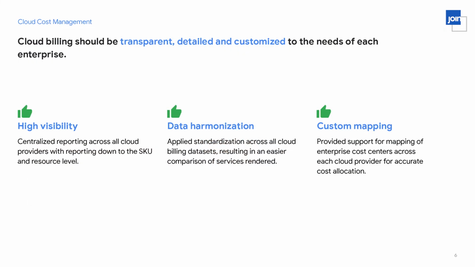And then the last piece of this is that custom mapping. So whether your organization is using tags or labels or project names or billing accounts to identify who owns which expenditures across the three public clouds, or which teams are consuming services across the three clouds, we will work with you to create that mapping process. And more importantly, to create a scalable and automated process moving forward to report at that cost center level.